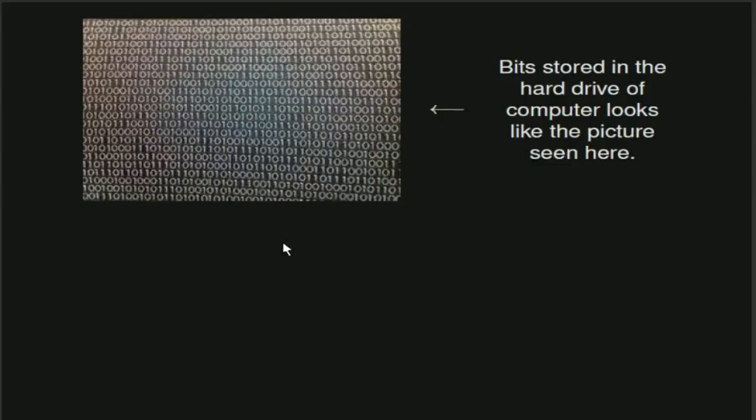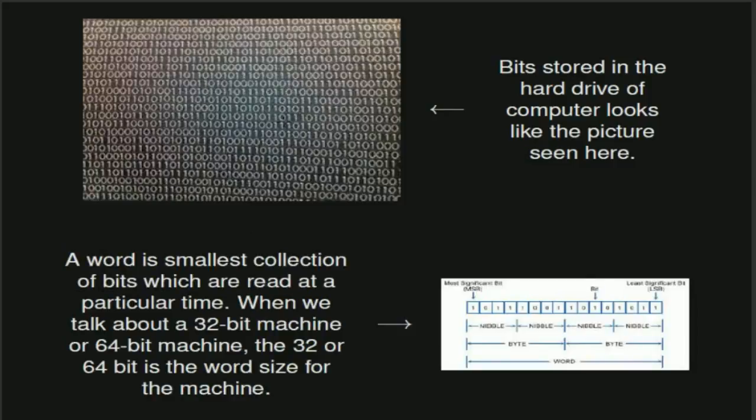When we imagine bits actually being stored in a computer or on the hard drive, we'd probably imagine something that looks like this. We just have this big wide expanse of ones and zeros. Now, when we talk about a computer's word size, the word size is really going to be the smallest collection of bits that are read at a particular time.